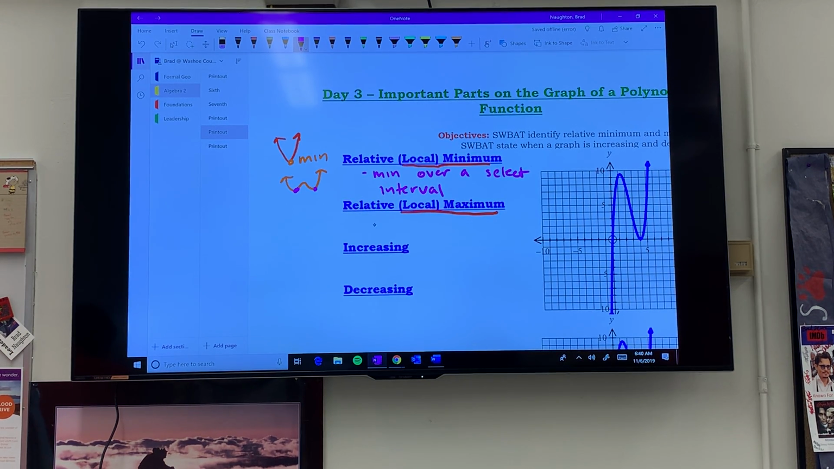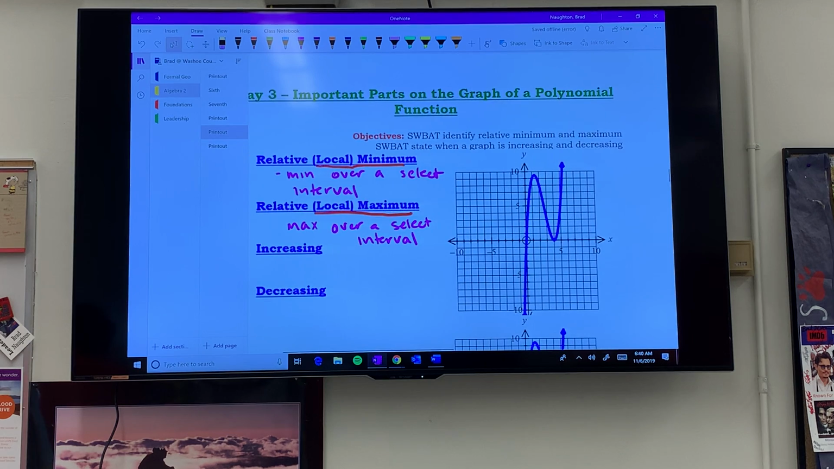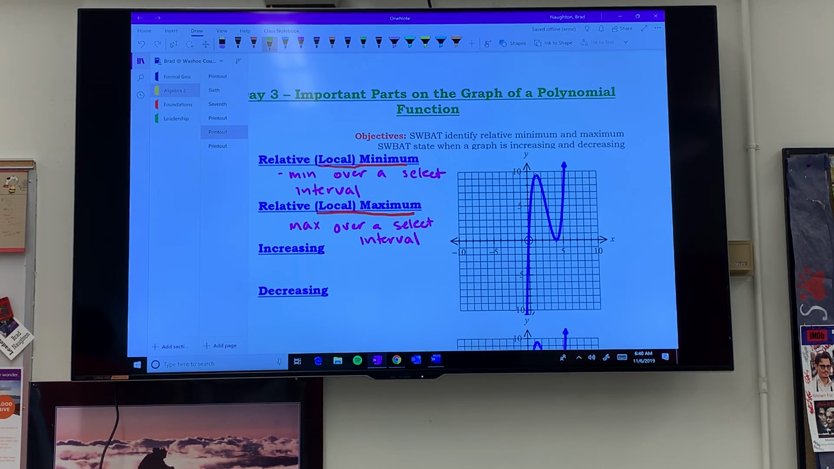So then the max would be the same sort of idea. The max is going to be a max over a select interval. So if we look, ladies and gents, at our diagram right here, this is obviously going to be our local max. And the reason why it's not the absolute max is this is going on forever, it's going up. So it's going to keep on going that way forever. So it doesn't make sense that it's the absolute max.